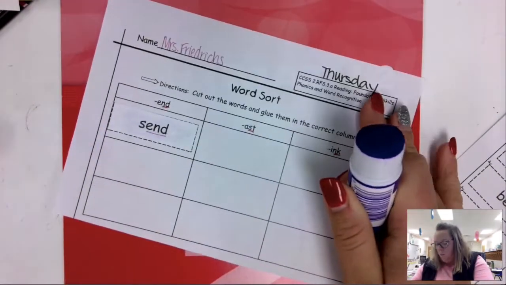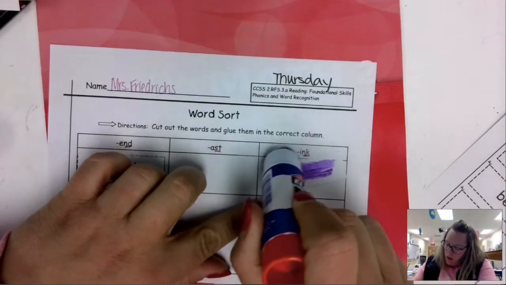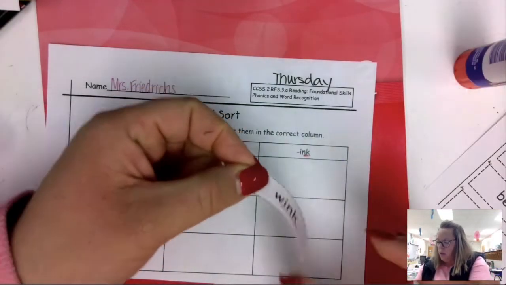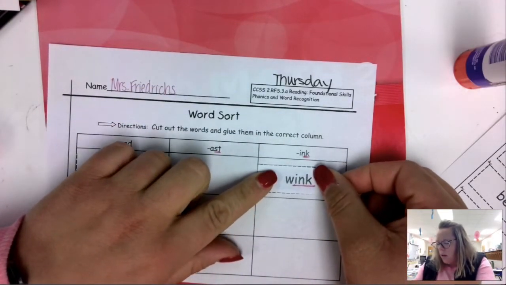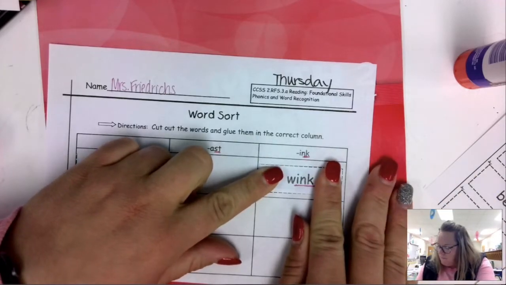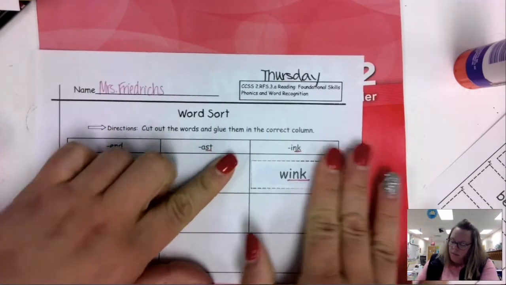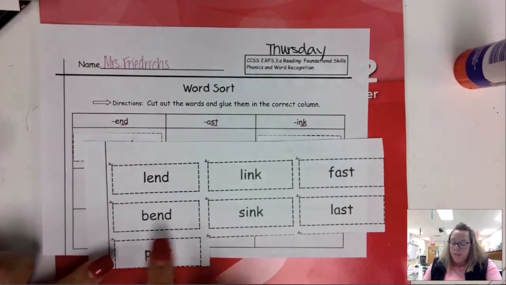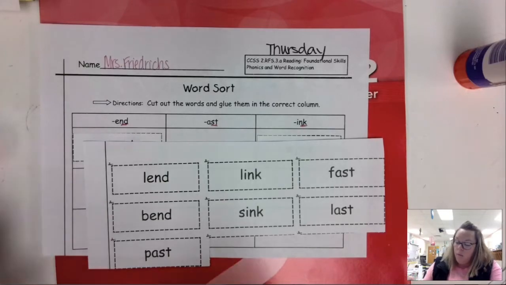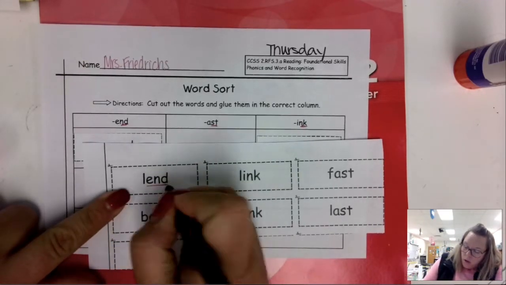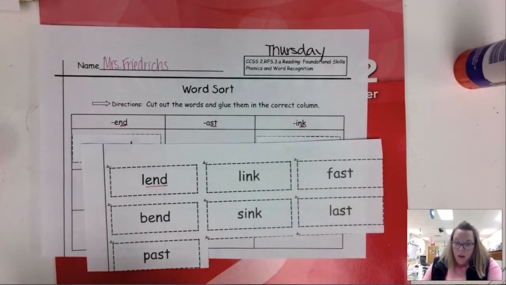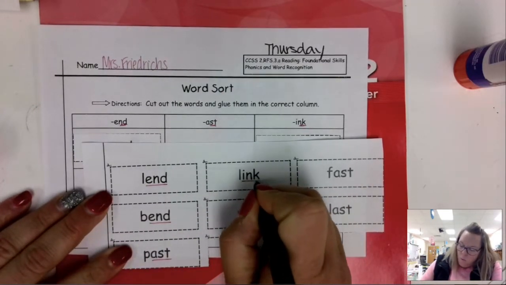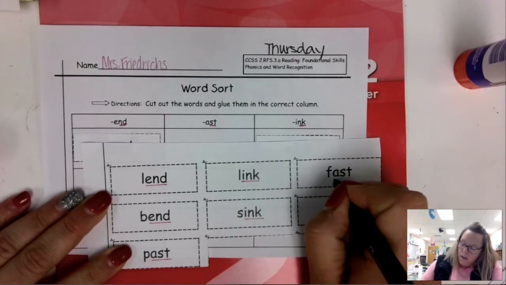Your other word is wink. And so you'll take wink and you will glue that down in the box and have some space left over, okay? So you're going to go ahead and do the same thing for the rest of these words. I would say it would be a really good idea for you to underline the ending of the words so that you can see exactly where these words are going to go.